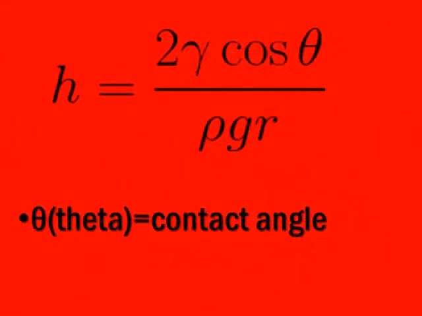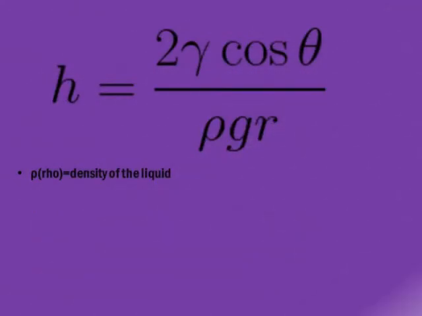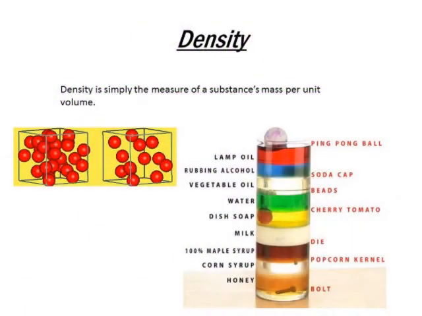The contact angle is the angle between the liquid-vapor phase of a substance and where it comes into contact with its solid phase counterpart. This factor is also dependent on cohesive and adhesive forces and thus closely related to the surface tension. One of the final parameters of the capillary rise equation is rho, also known as density of the liquid. Density is simply the measure of a substance's mass per unit volume, as seen below in the following image. Many different substances have different densities.